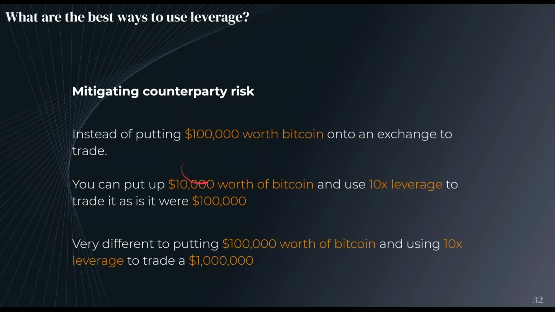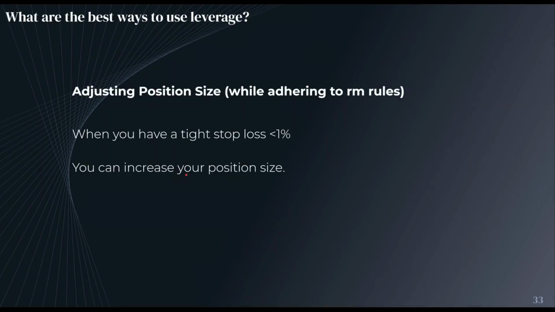One of them is putting less of your money at risk, and the other is increasing the risk you have on your current portfolio. Hopefully the difference is clear. So the other way you can use leverage, or at least I use leverage, is to adjust position size while still adhering to your risk management rules. So this applies when you have a tight stop loss, usually less than 1%, unless your account risk is higher, then it can be less than, say, 3%, 5%, however much risk you're taking per trade.